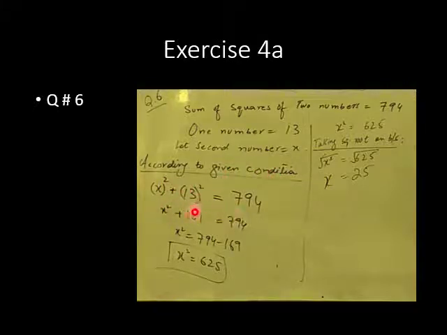Then we will open its square. x square plus 13 multiplied by 13, we will get 169, is equal to 794. This 169 will go to the other side of the equal sign and will be subtracted, then we will get 625. To remove this square, we will take the square root of both sides. For taking the square root, we will also make factors of 625 here, then we will get 25.